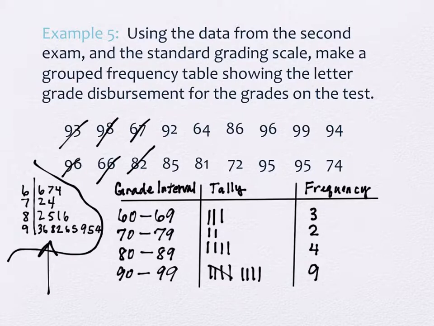And I need a title. What is this title? These are grades. Grade disbursement. You could do the grade disbursement, or you could just say grades. For what, though? For the second exam. So this is grades for a second exam. It doesn't have to be those exact words, but roughly speaking, that's what we would all have written down.